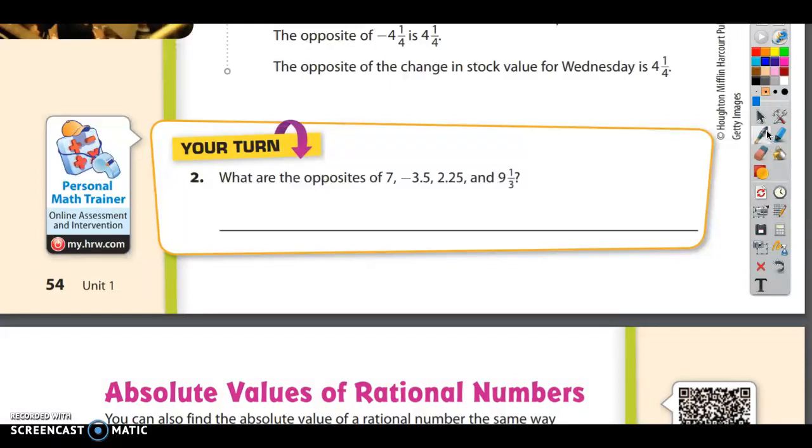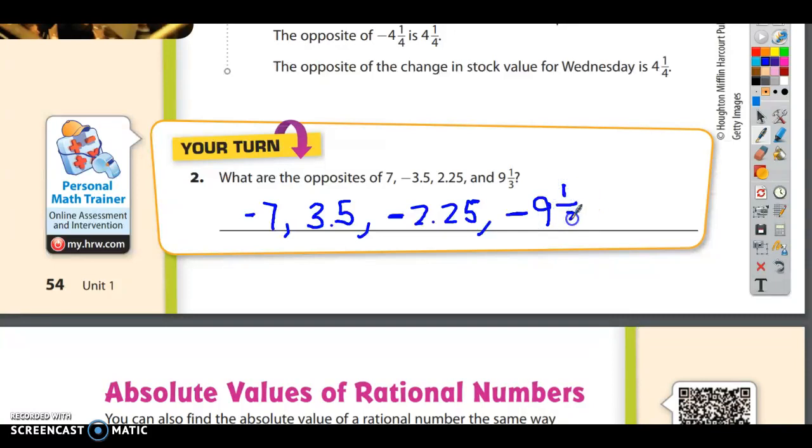Well, remember that the definition of opposite is the same distance from 0, but in the opposite direction. The opposite of positive 7 would be 7 spaces to the left, which is negative 7. And the opposite of negative 3.5 is going to be the same distance, 3.5 spaces, but to the right of 0. So that will be positive 3.5. And the opposite of 2.25, we actually graphed this one on page, I think it was 53. We did that exact one. It's going to be negative 2.25. And the last one, the opposite of 9 1/3 is negative 9 1/3.